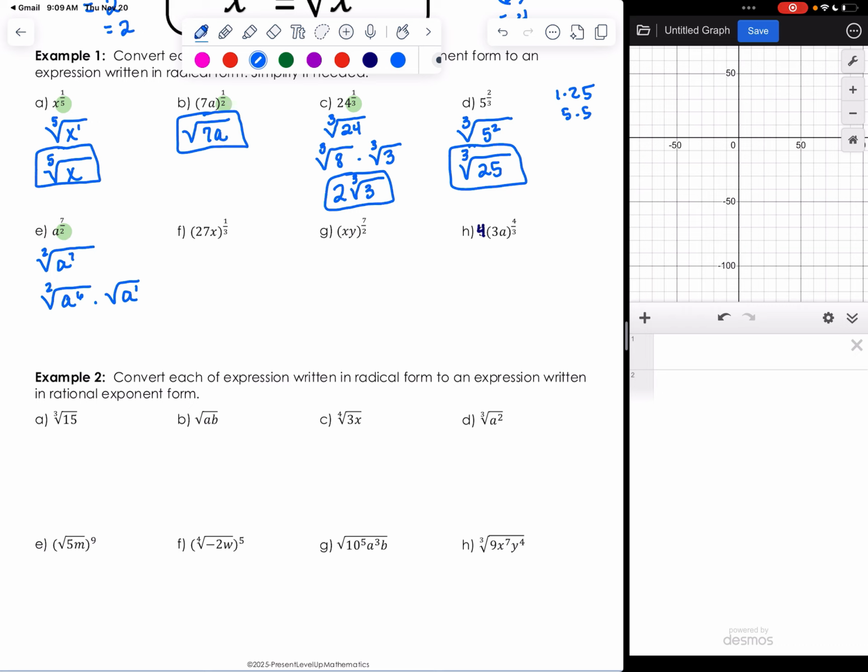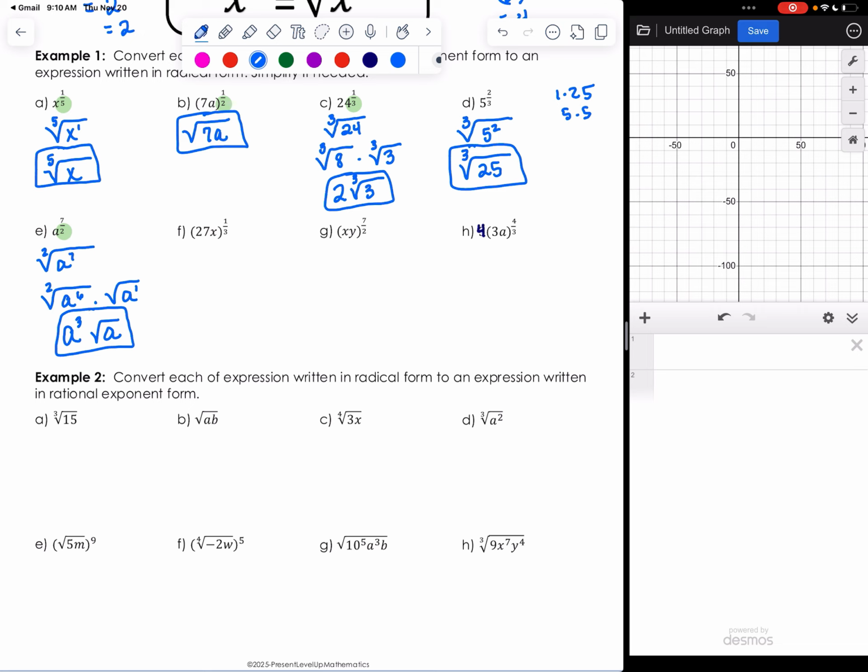Now, remember when you're simplifying square roots, you're going to take your power, 6, and divide it by your index, which is 2. So this would be a to the 3 times the square root of a.